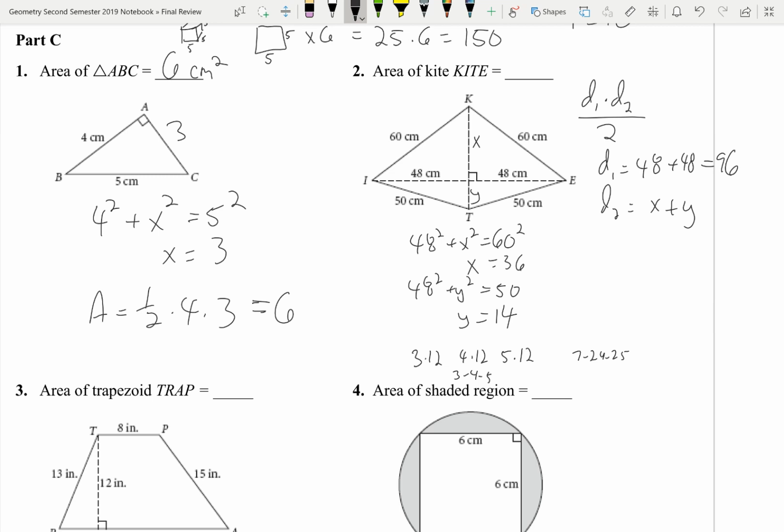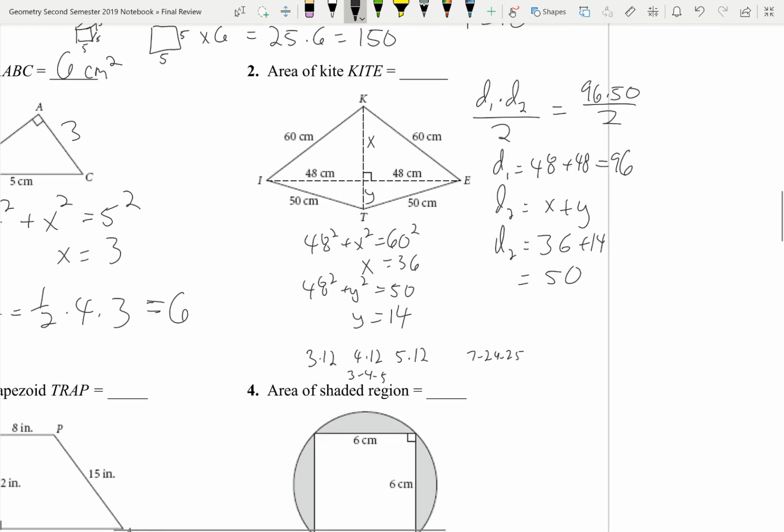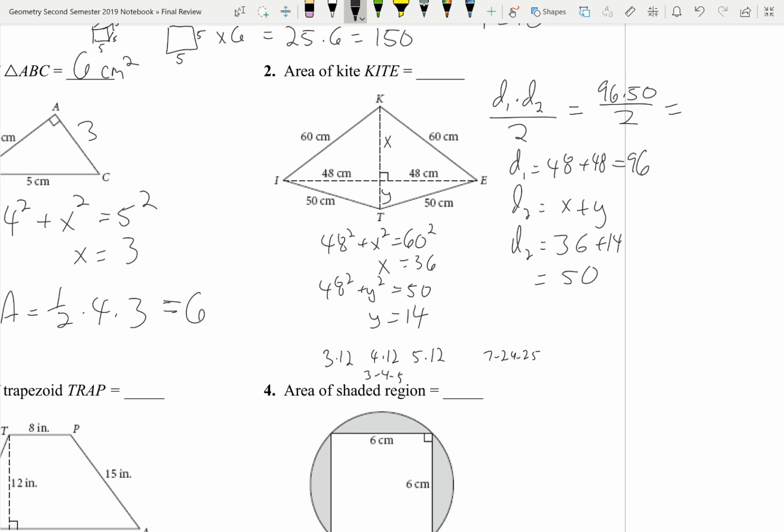That'll work just fine. And so that means that D2 is going to be 36 plus 14, which is equal to 50. And so your area then is going to be 96 times 50 divided by 2, which is equal to 2,400 centimeters squared.